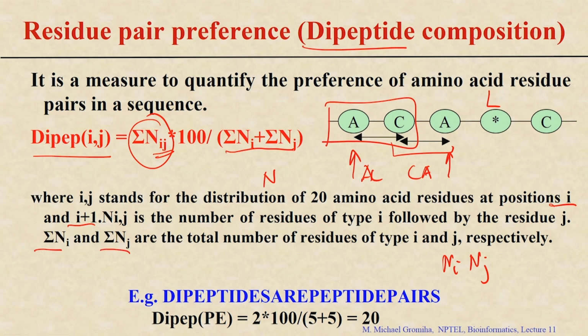For example, if you use this equation and I give a peptide, if you see the dipeptide preference for PE, how many times does PE occur here? 1, 2, that is it, 2 times. How many P's and how many E's? 1, 2, 3, 4, 5, 5 P's and 5 E's, so the sum is equal to 10. So, you can get this value as 20.